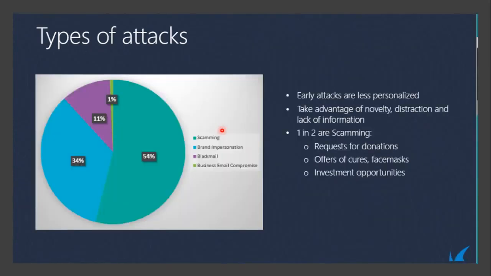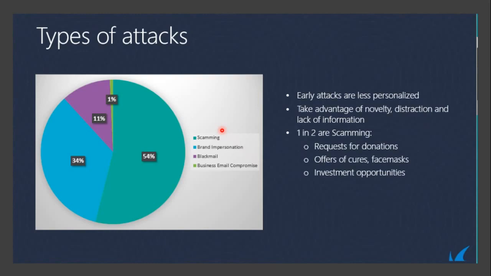And what we have seen in the last 2-3 months, this is the graph that we have collected from our database, is that more than 50% of the emails are related to scamming. They are just sending information asking for donations, offering a cure like sanitization or a face mask, or maybe investment in a factory related to this kind of situation. And people are actually falling for it, which is very unfortunate.